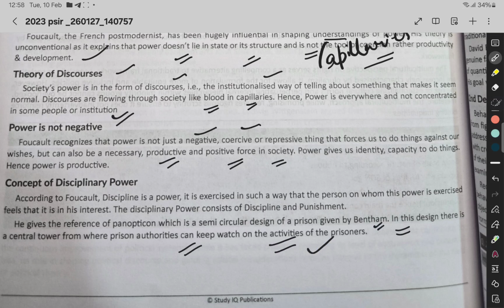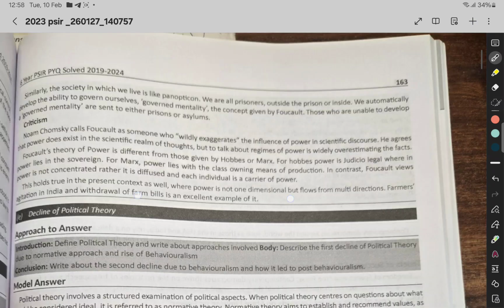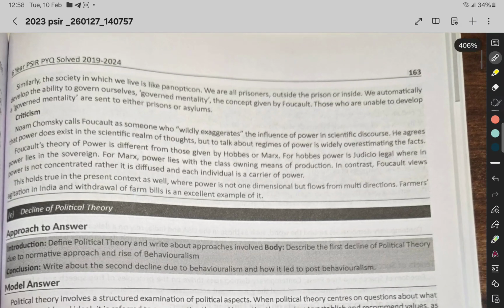This was given by Bentham, okay. So similarly, the society in which we live is like a panopticon. We are all prisoners, outside of the prison or inside. We automatically develop the ability to govern ourselves, a governmental mentality. The concept given by Foucault: those who are unable to develop a governed mentality are sent to either prisons or asylums.